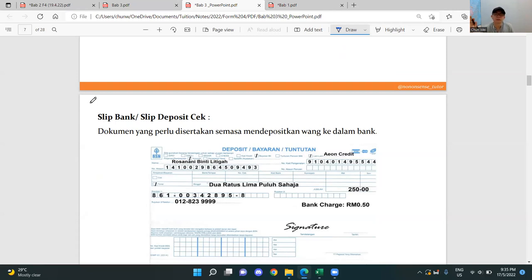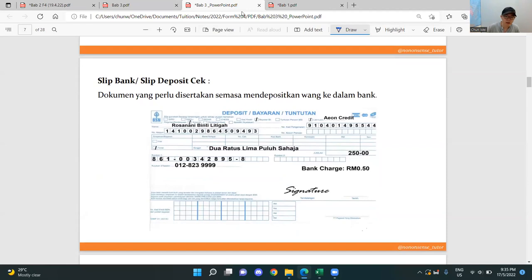But other than that, bukan sangat penting. All right, normally it doesn't come out in the exam. Okay, but you still have to know, just in case. All right, just in case. Okay, so first one, let's go to the slip bank.